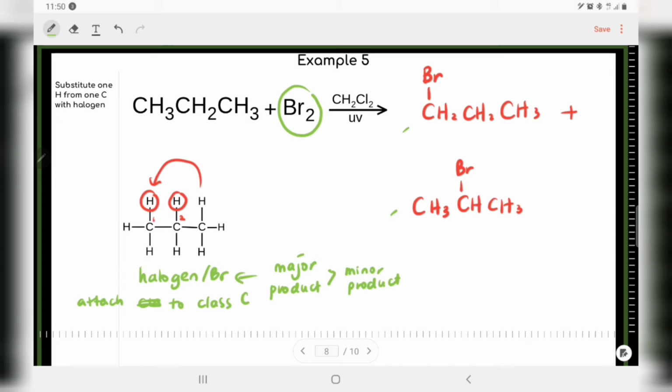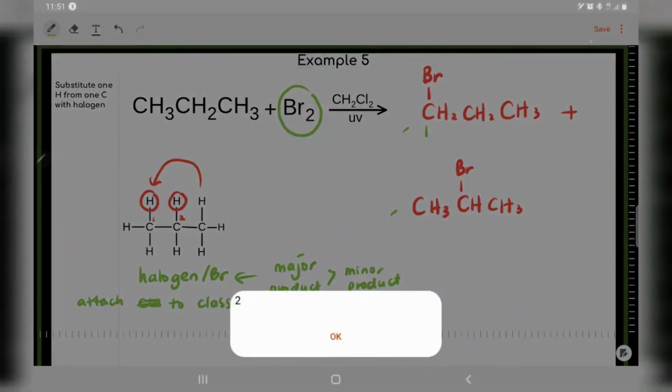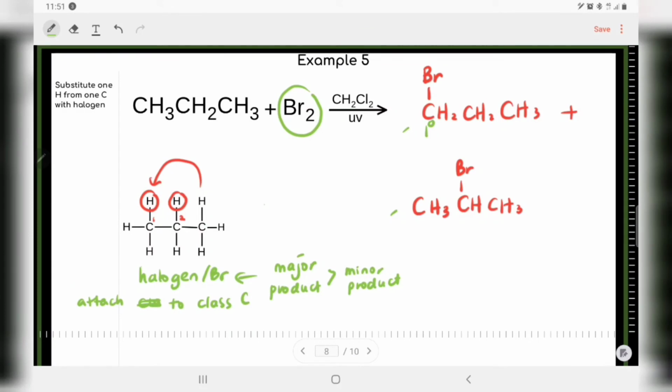Okay. Untuk compound yang pertama, produk yang pertama, Br attach dekat primary carbon dan structure produk yang kedua, Br attach dekat secondary carbon. So, kita akan ambil yang lebih besar kelasnya akan jadi major product. So, dekat sini structure yang kedua akan jadi major product. Kenapa? Br attach dekat secondary carbon.